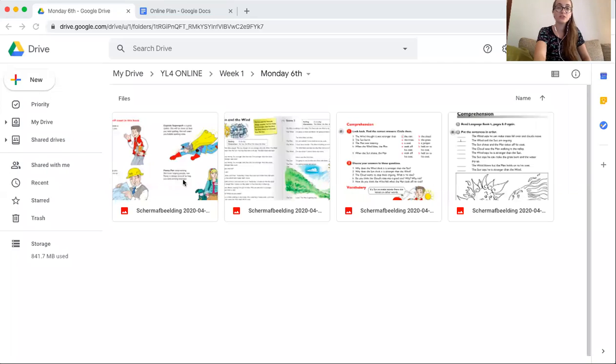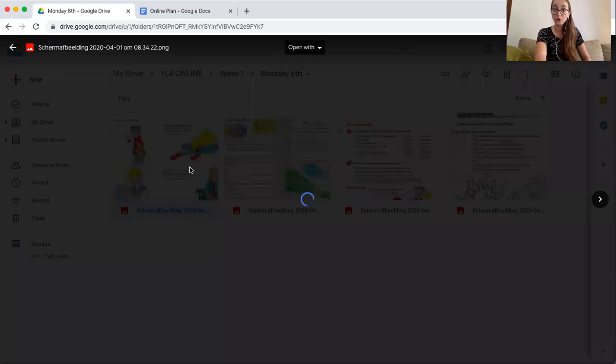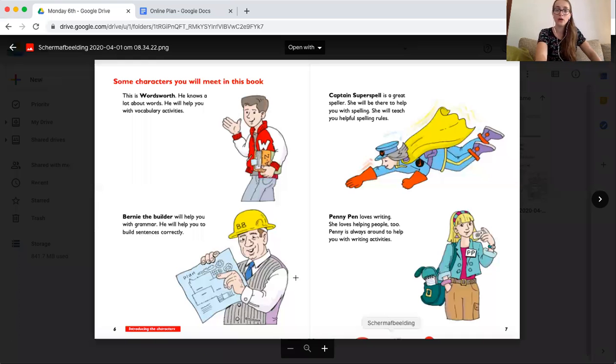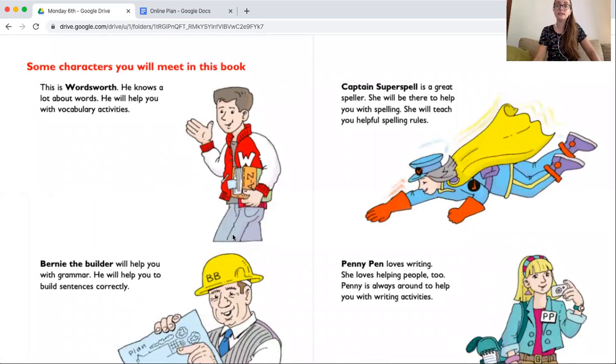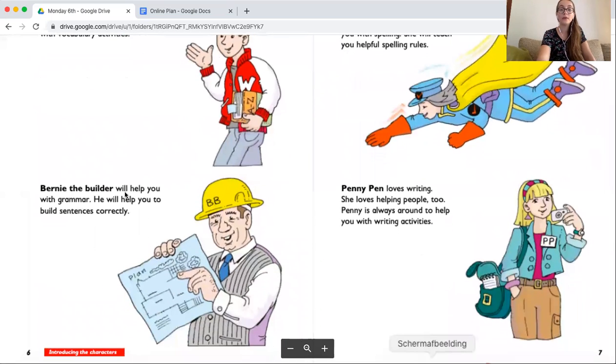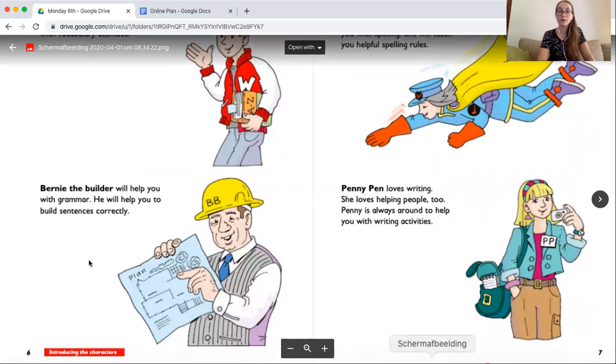First, I give you some introduction to the book, as maybe you don't know some characters that you will see. Okay, some characters that you will meet in this book. The first character is called Wordsworth. He knows a lot about words and he will help you with vocabulary activities. Then we have Bernie the Builder, who will help you with grammar. He will help you to build sentences correctly.